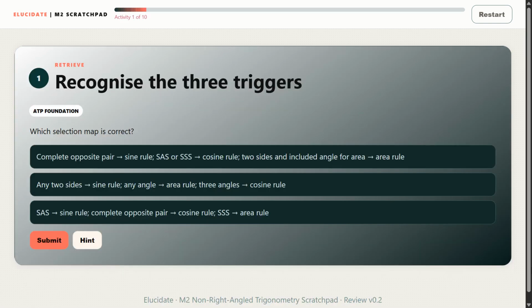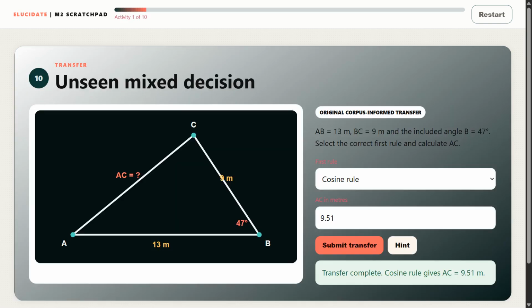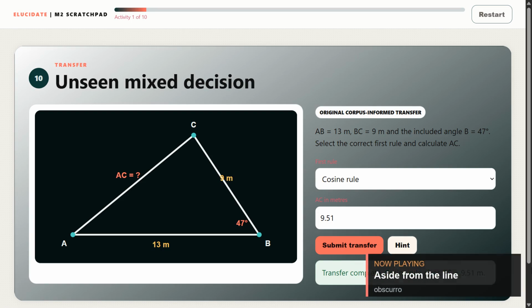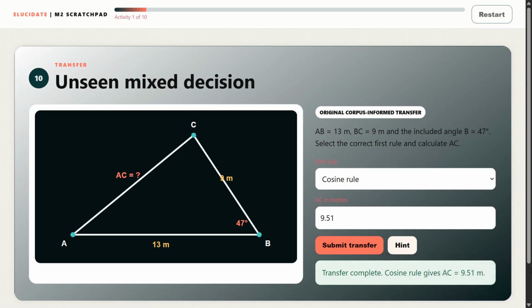In the scratch pad, an unseen problem tests the whole map, trigger, solve route. The question asks, AB equals 13 m, BC equals 9 m, included angle B equals 47 degrees. Select the first rule and calculate AC. The answer is cosine rule, AC equals 9.51 m.